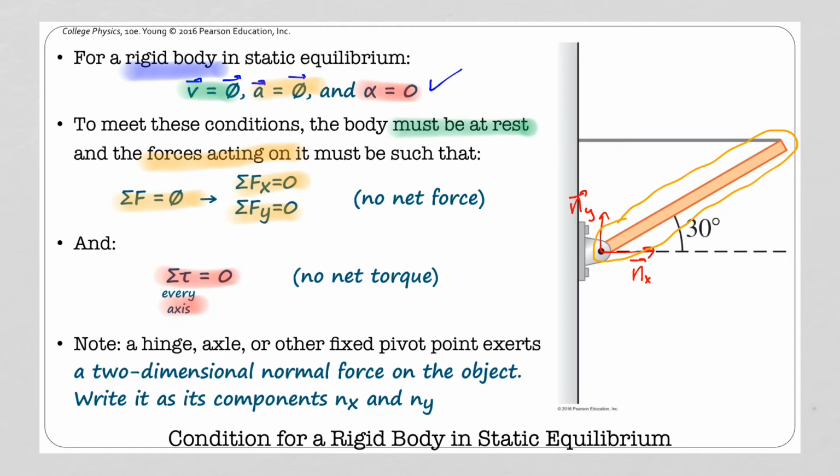We have a point of contact here. There's going to be a tension in this rope. We have a point of contact here with the hinge, and so there's going to be one two-dimensional force from this hinge, but instead of thinking of this as one two-dimensional force, we're going to think of it as the x and y components of that normal force from the hinge. And then the beam will also have a center of mass, and the weight of the beam will tend to act at the center of mass.